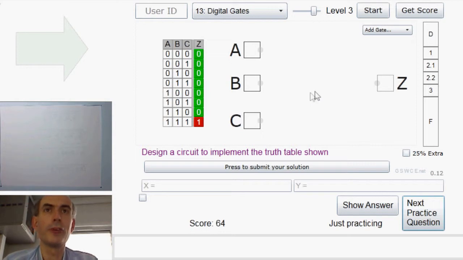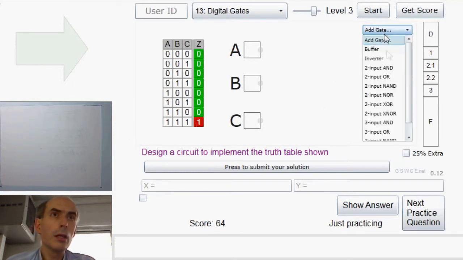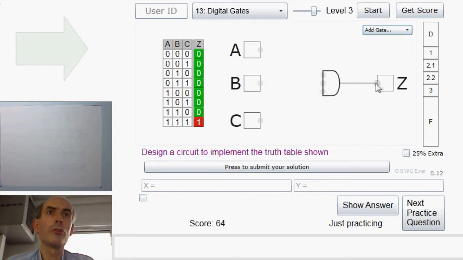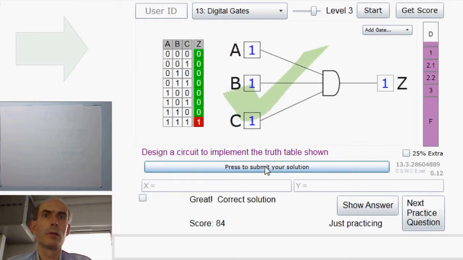Another one of the fun design ones, but this is actually quite an easy one because this, you can possibly immediately see, is a 3-input AND gate. And we can get one of those from down here. Then all I need to do is wire it up like so, and I'm done. 84%, really quick. I was a bit lucky with that.